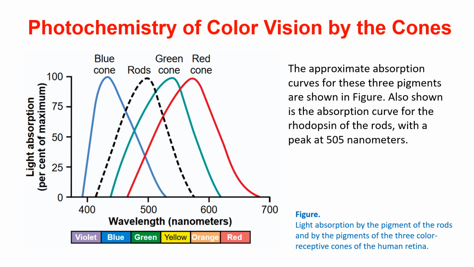Also shown is the absorption curve for the rhodopsin of the rods, with a peak at 505 nanometers. Figure. Light absorption by the pigment of the rods and by the pigments of the 3 color-receptive cones of the human retina.